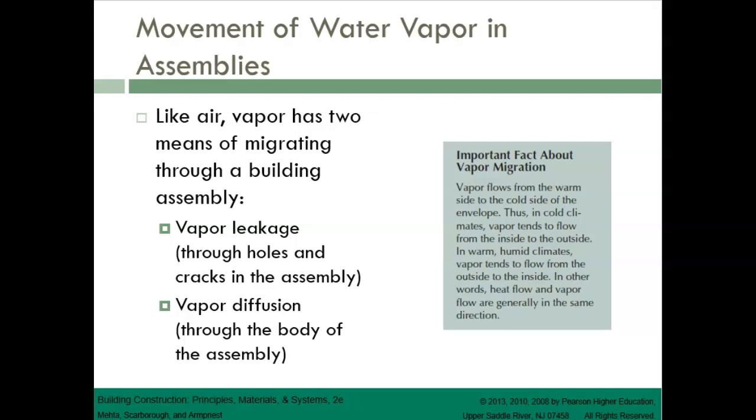of the envelope. Thus, in cold climates, vapor tends to flow from inside to the outside, and in warm, humid climates, vapor tends to flow from the outside to the inside. In other words, heat flow and vapor flow are generally in the same direction.